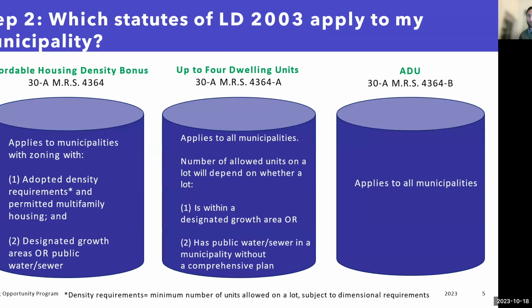The up to 4 dwelling units provision, which is 4364-A, applies to all municipalities in the state of Maine. The number of units that could be placed on a lot depends on whether that lot is within a designated growth area or if that lot has public water and sewer, if you are a community that does not have a comprehensive plan. And the ADU provision applies to all municipalities across the state.